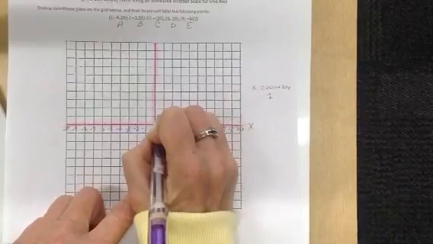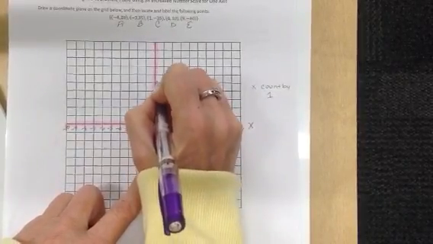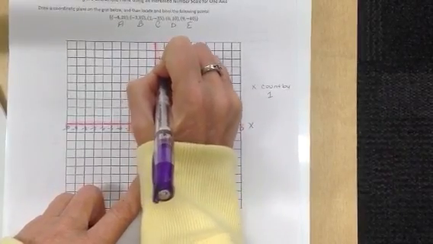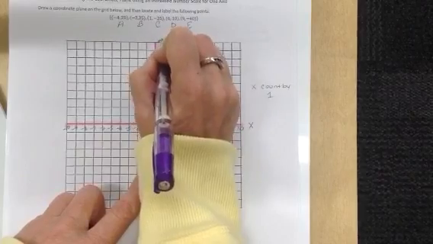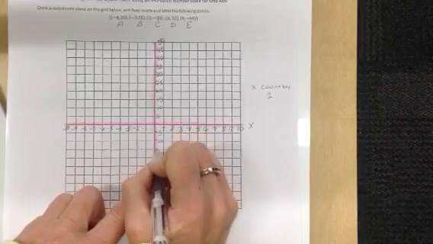Okay, and here I'm going to count up. I'm going to go 5, 10, 15, 20, 25, 30, 35, 40, 45, and 50. And going the same way down here, but remember I got to label those with negatives.